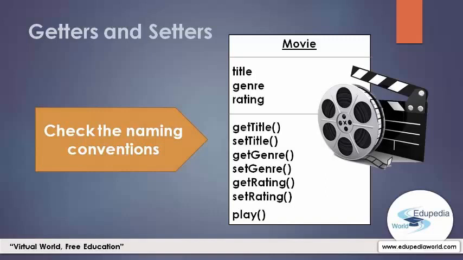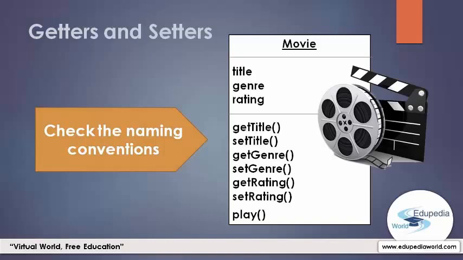It has 3 instance variables: title, genre, and rating. And each of the instance variables has 2 methods: to set the value and to get the value. So that means there are 6 additional methods for that purpose, to get the value and set the value of the instance variables. In addition to that, there is another general method, play. And also look at how the getter and setter methods are written. They should clearly depict which instance variables they are referring to.